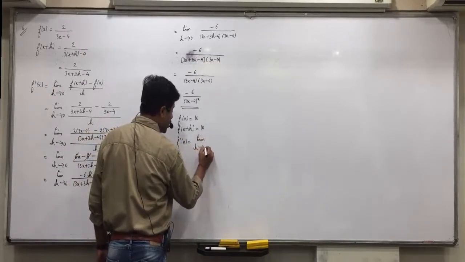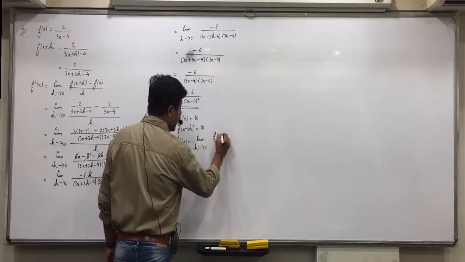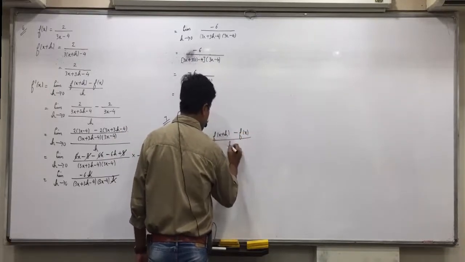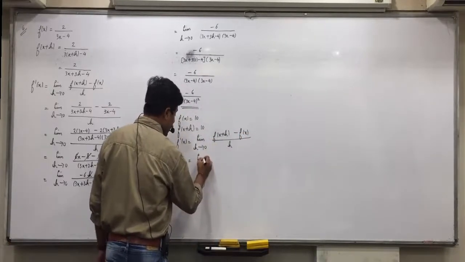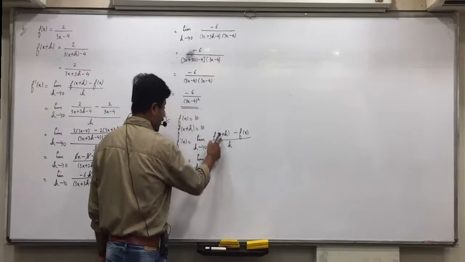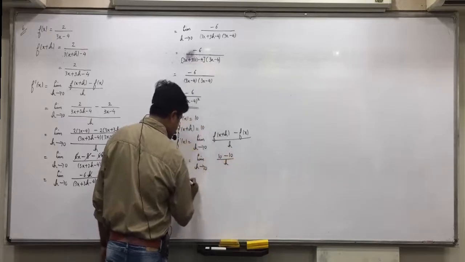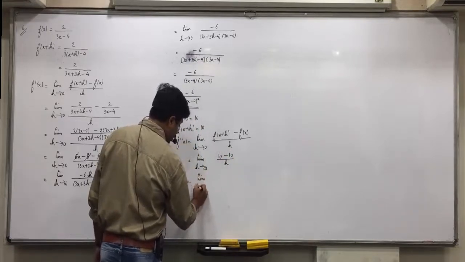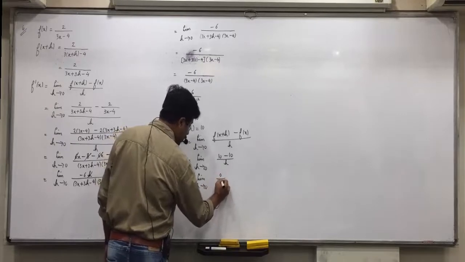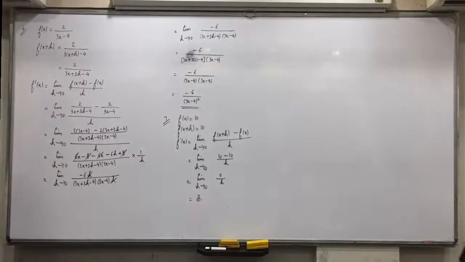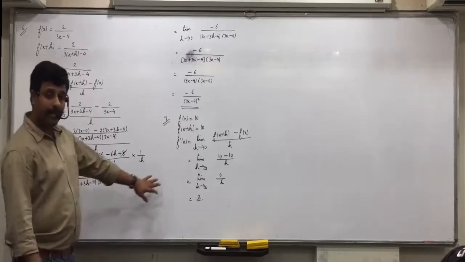equals to limit h tends to 0, f(x+h) minus f(x) upon h. So limit h tends to 0, f(x+h) is also 10, minus f(x) is also 10, upon h. Limit h tends to 0, 10 minus 10 is 0 upon h. That is finally 0. Whenever f(x) is a constant number, then change in y will always be 0. It will not be affected by the changes in x. Did everyone understand this?